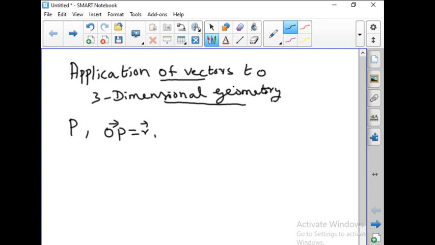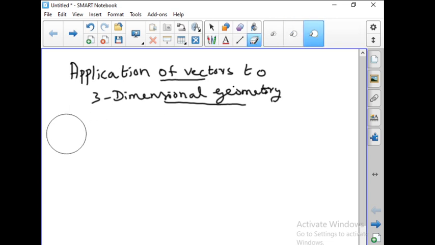Parametric vector equation means an equation which has parameters. Parameters are nothing but constants like s, t, lambda, mu; all are called parameters. A vector equation with parameters is called a parametric vector equation. A vector equation with no parameters is called a non-parametric vector equation. Now we will see a theorem on this.